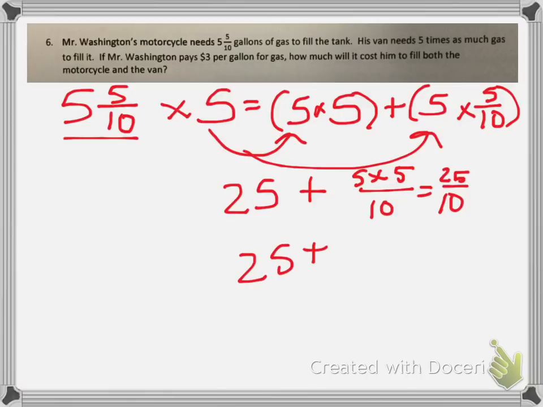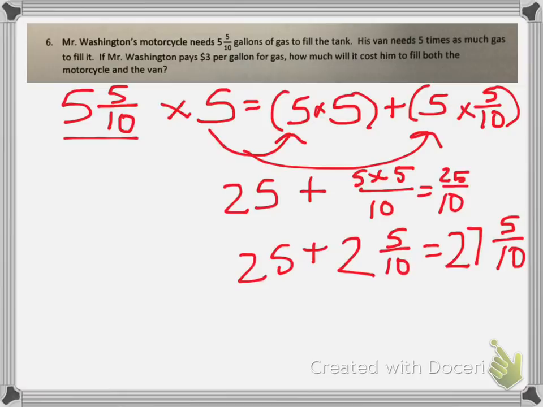We need to change this into a mixed number. Let's count by tens to get as close as we can to 25. 10, 20, so it's 2 times, and then I have 5 tenths as my leftover parts. All right, so that's going to equal 25 plus 2 is 27 and 5 tenths. Okay, that's how much. I'm going to change my color. This is how much it takes to fill the van. This much. The V for van. This is the motorcycle. Okay?